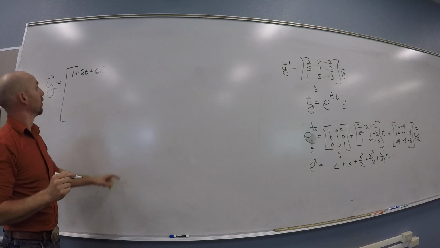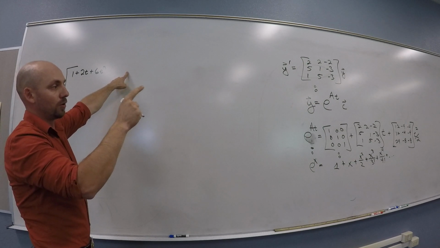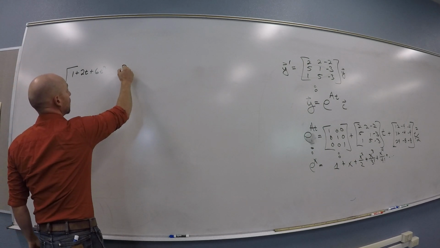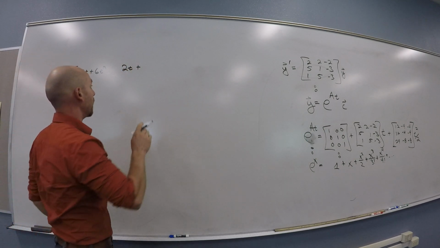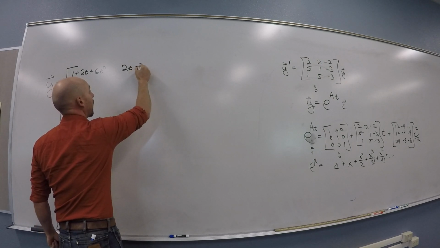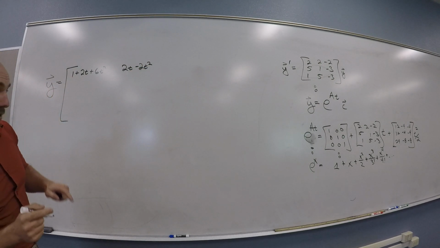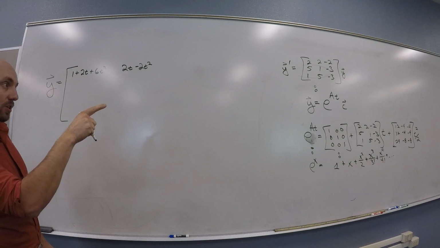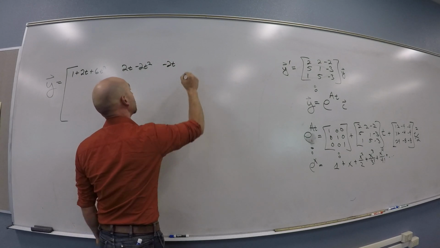You see that? Then my middle top entry is 0 plus 2t minus 2t squared. Yeah, 2t squared. And then my next term is minus 2t minus 2t squared.